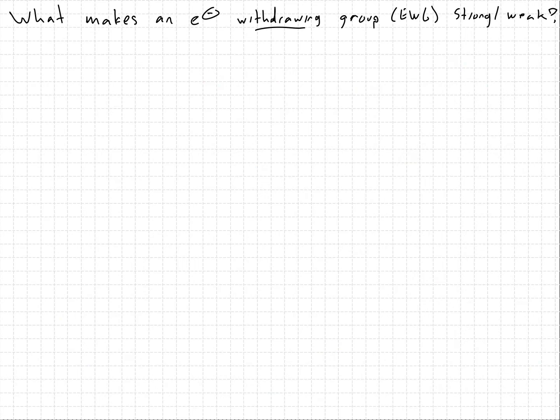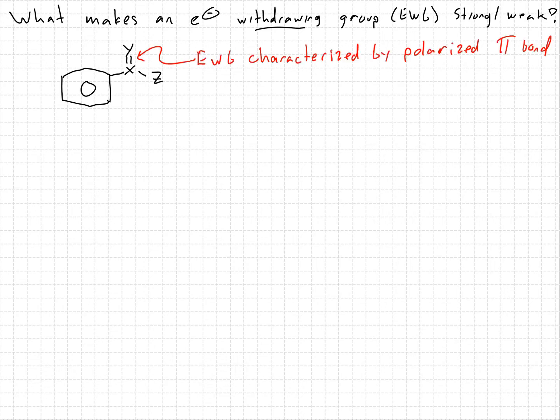Well, how about the electron withdrawing groups? Structurally, they have a pattern like this, where we have some atom X that is bound to some other atom Y, and those two atoms have to have differing electronegativities. So the main characteristic for the electron withdrawing group is the polarized pi bond between our atom X and our atom Y. So some examples: the whole carbonyl family, esters, ketones, aldehydes, etc.